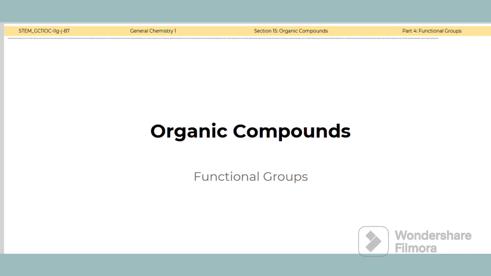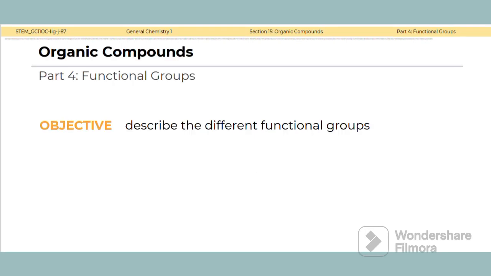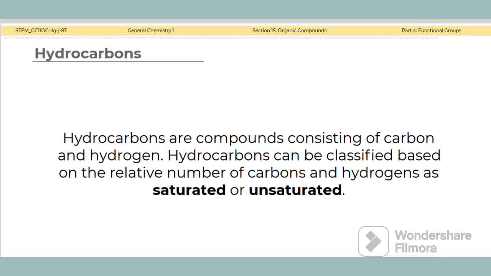This section is about organic compounds, focusing on functional groups. In this lesson, we will be describing the different functional groups. Hydrocarbons. Hydrocarbons are compounds consisting of carbon and hydrogen. Hydrocarbons can be classified based on the relative number of carbons and hydrogens as saturated or unsaturated.